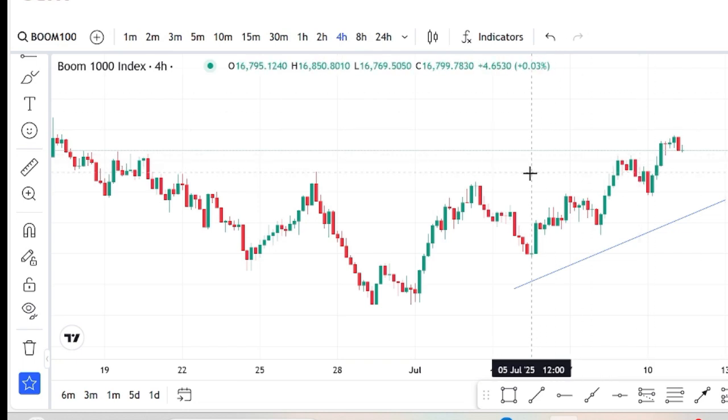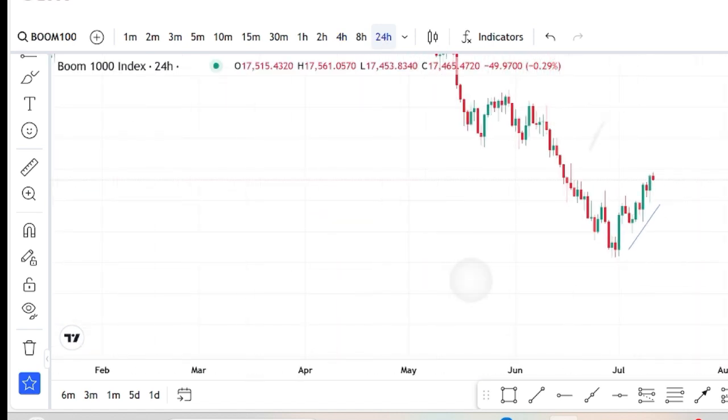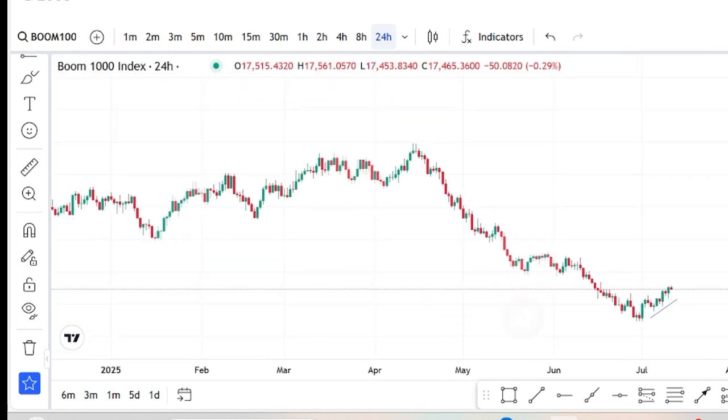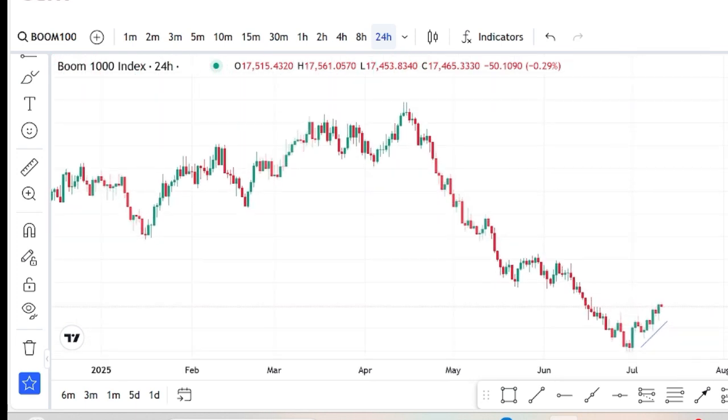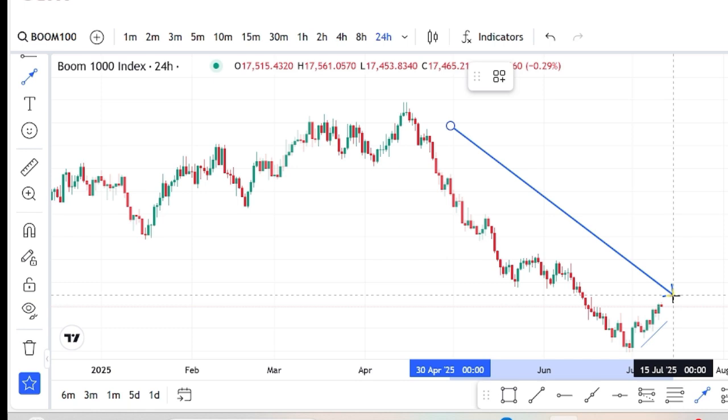First things first, we are going into our day time frame. Let us see what's going on there. On the day time frame, if you click on it here, you see that we are on a downtrend. We are on a very strong downtrend. If you clearly look at the chart here, you see that we are on a downtrend on the day time frame.